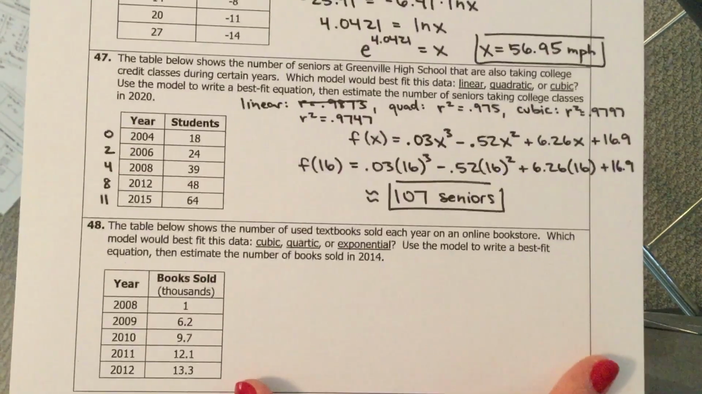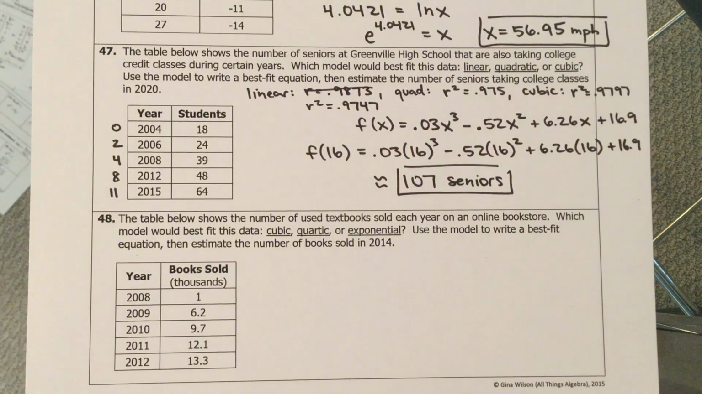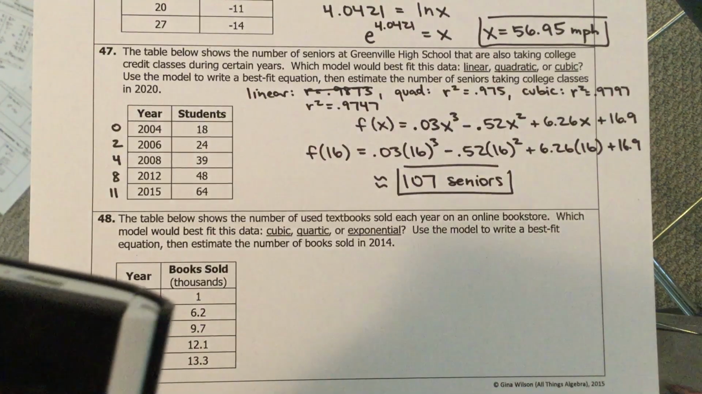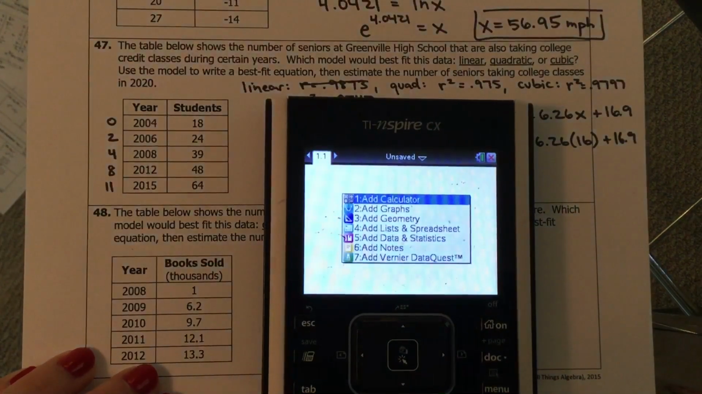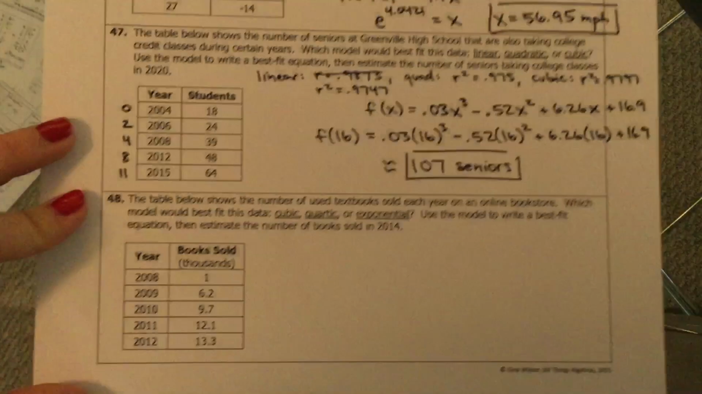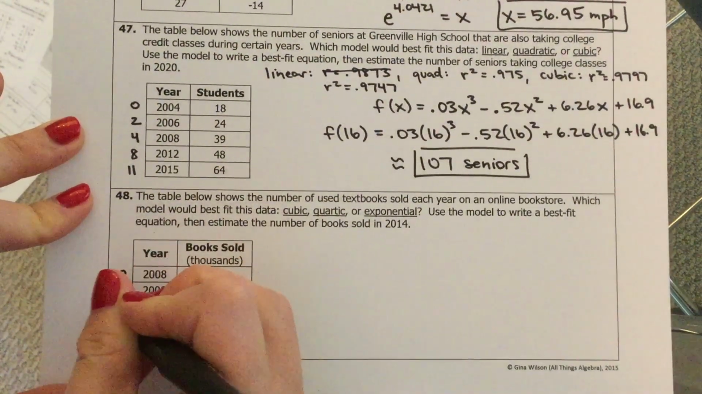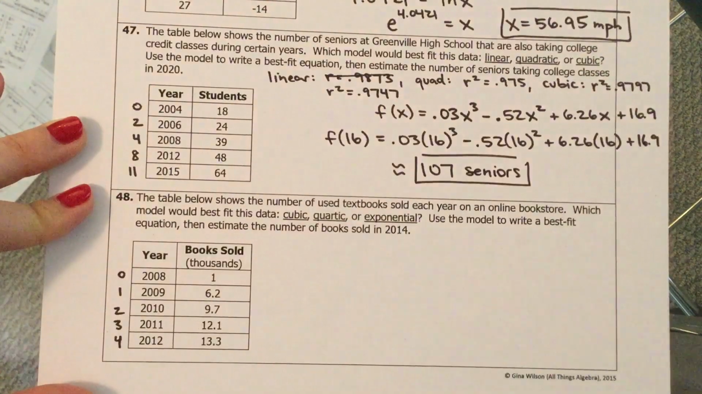Okay, very last problem here, number 48. We've got a table. We're going to check cubic, quartic, or exponential. So let me pull up a new spreadsheet. Sorry, one second. Okay, sorry, we're malfunctioning here. There we go. Okay, so new spreadsheet. So this, once again, we'll start with 0. Since it's years, these ones actually do just go up by 1 each time.